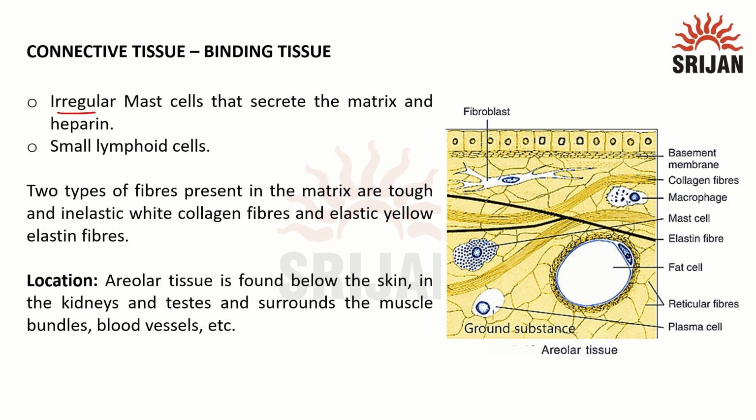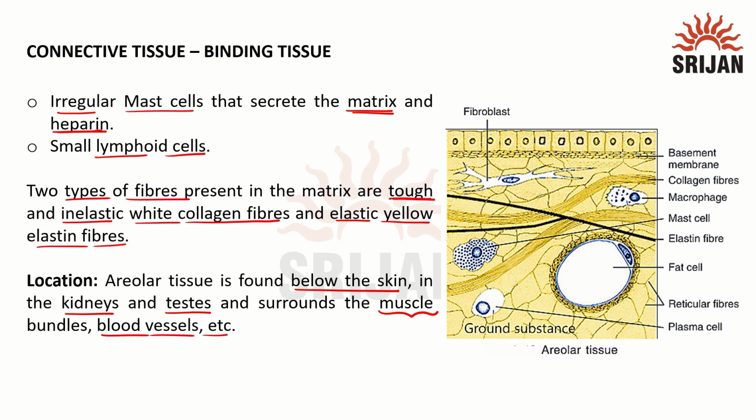Then we have irregular mast cells that secrete heparin as well as the matrix. Fourth one is the lymphoid cells, which are very scarce and distributed throughout the tissue. Now we saw two types of fibers, that is the inelastic white collagen fibers, which are tough in nature, and elastic yellow elastin fibers. If we see the location, areolar tissue is found just below the skin, in the kidney and testis, and surrounds the muscle bundles and blood vessels, etc.